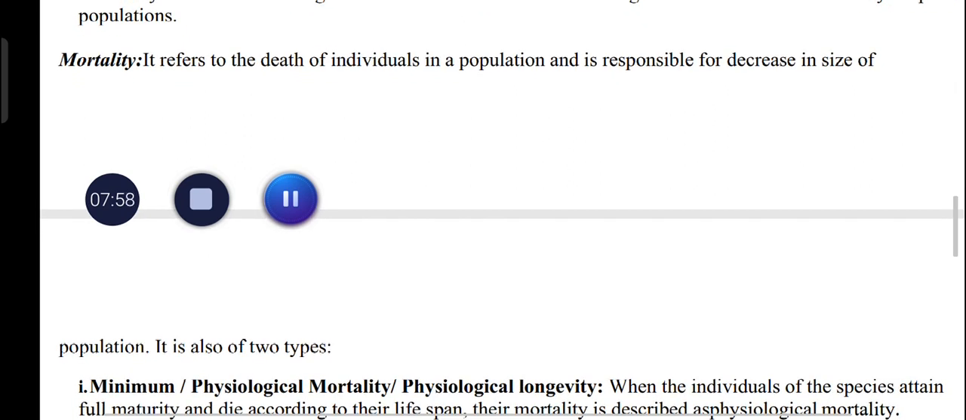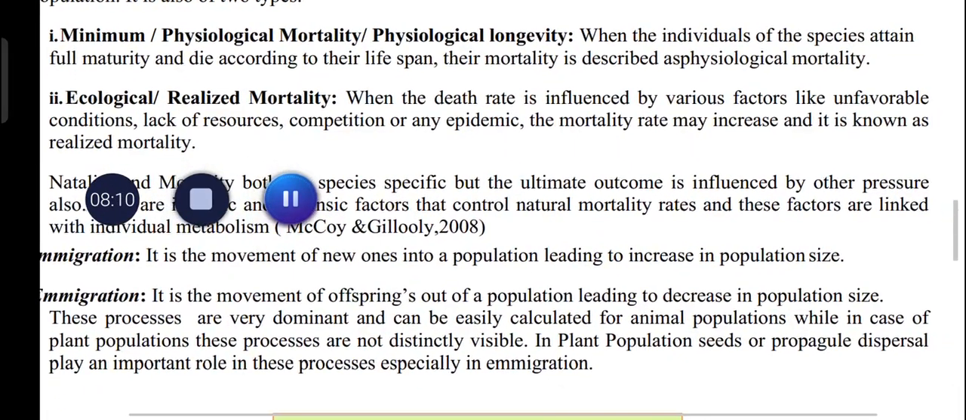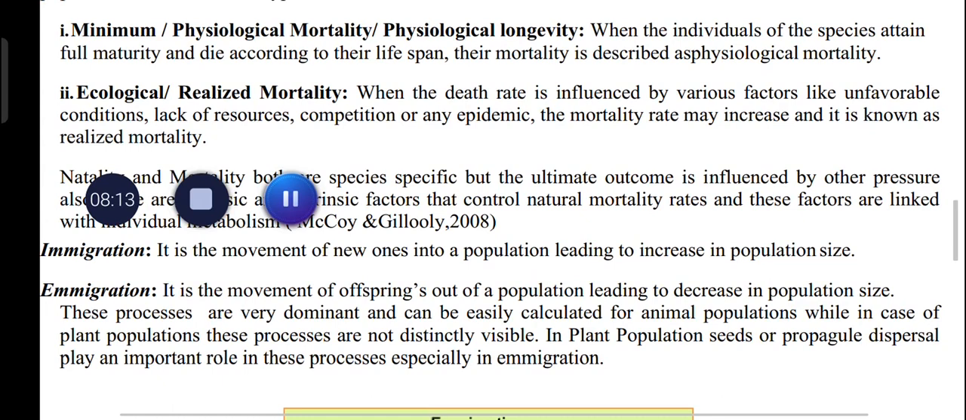Mortality refers to the death of individuals in a population and is responsible for decrease in the size of a population. It is also of two types: minimum mortality or ecological mortality. The minimum mortality, also known as physiological mortality or physiological longevity, is when the individuals of the species attain full maturity and die according to their lifespan. This is described as physiological mortality.